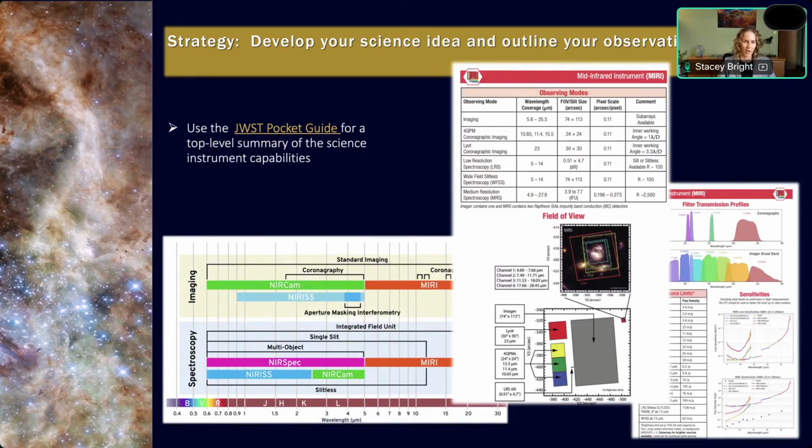We also have a JWST Pocket Guide. This is a PDF that has a top-level summary of all of the science instrument capabilities. I'm highlighting the MIRI page here, so you can see you can find a quick overview of the observing modes, the field of view, the brightness limits, and filter transmission profiles. This is all going to be on there for each instrument and each mode. And you can get a quick overview to determine, okay, what instrument do I want to use and what modes do I want to use to best help my science goals.